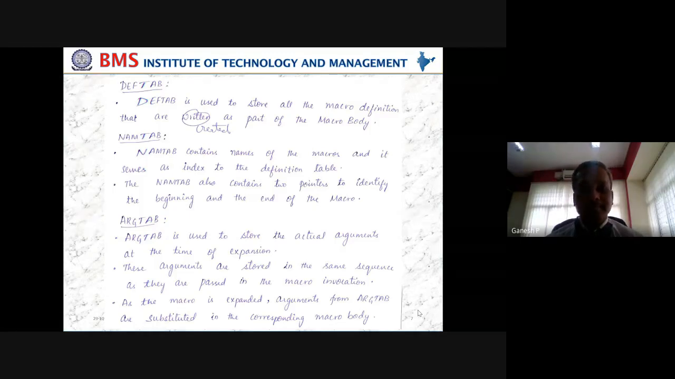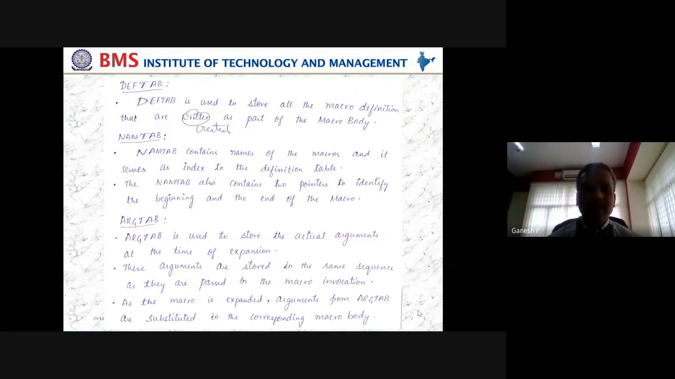Then what is a NAMTAB or name table? The name table, as the name says, contains the names of the macros, like we have seen RDBUFF, WRBUFF, RDREC, WRREC. So whatever names we have used in the macro definition, those names along with the pointers.